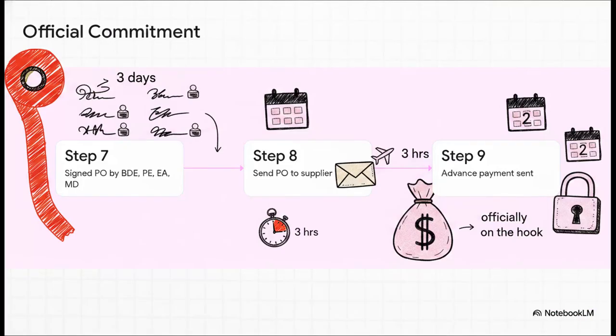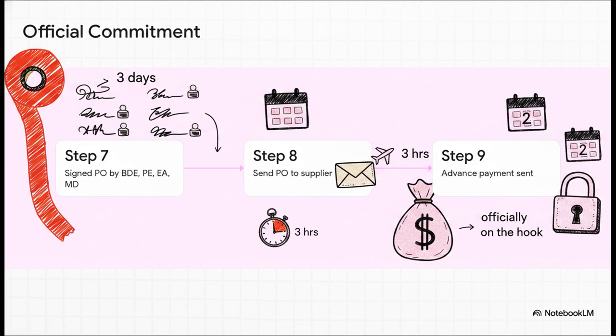Now this is where the red tape really matters. Step 7 requires the purchase order to be signed not just by one person, but by the BDE, the purchase executive, the executive assistant, and the managing director. And as we all know, gathering that many executive signatures takes time, about 3 days in this particular workflow. But once it's signed, Step 8 dictates the PO is dispatched to the supplier within just 3 hours.